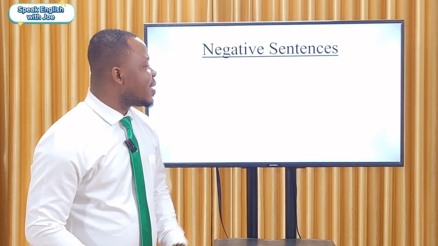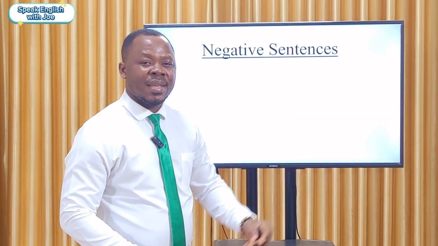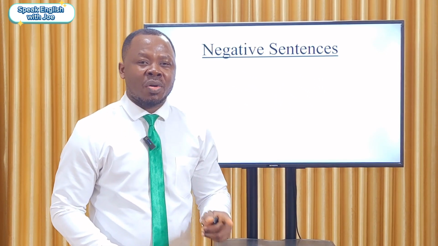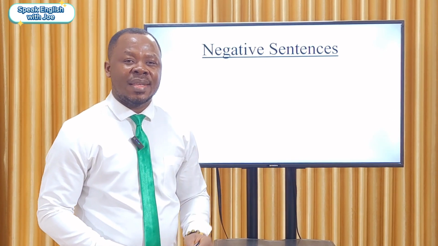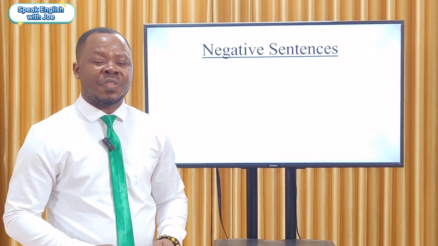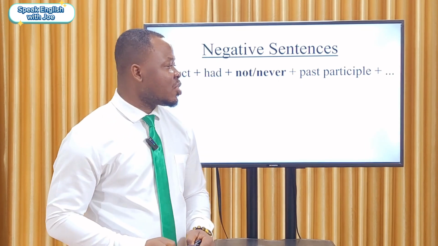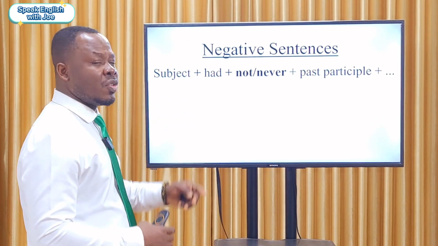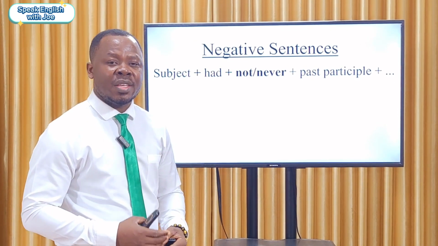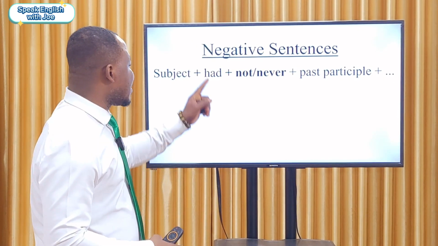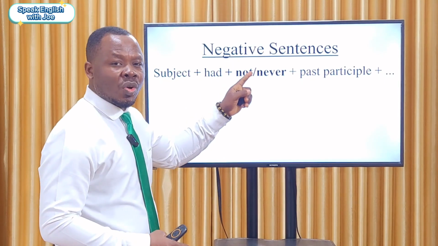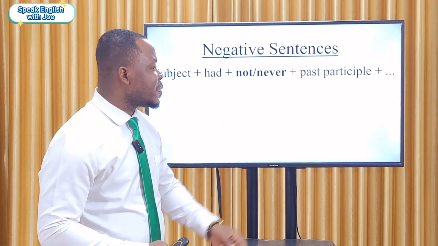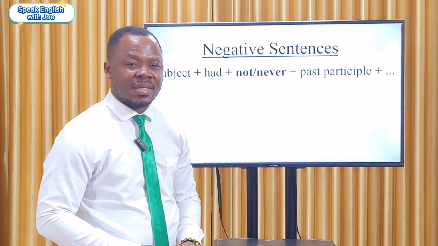To make negative sentences in the past perfect tense, we put not or never between had and the past participle form of the verb. Now, this is how the structure looks like. We have the subject, that is I, you, we, they, he, she, and it, plus had, plus not or never, plus the past participle form of the verb, and plus the rest of the sentence.